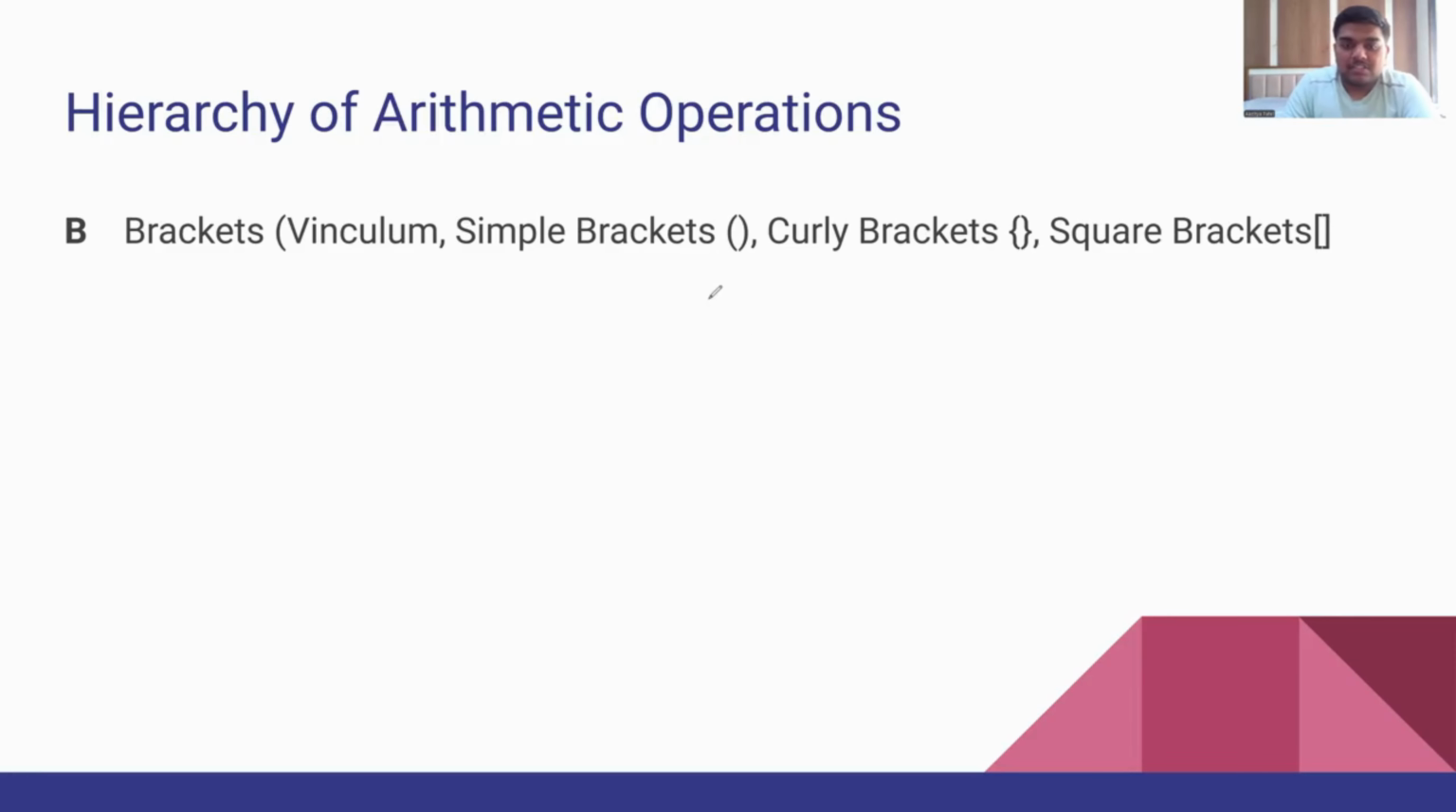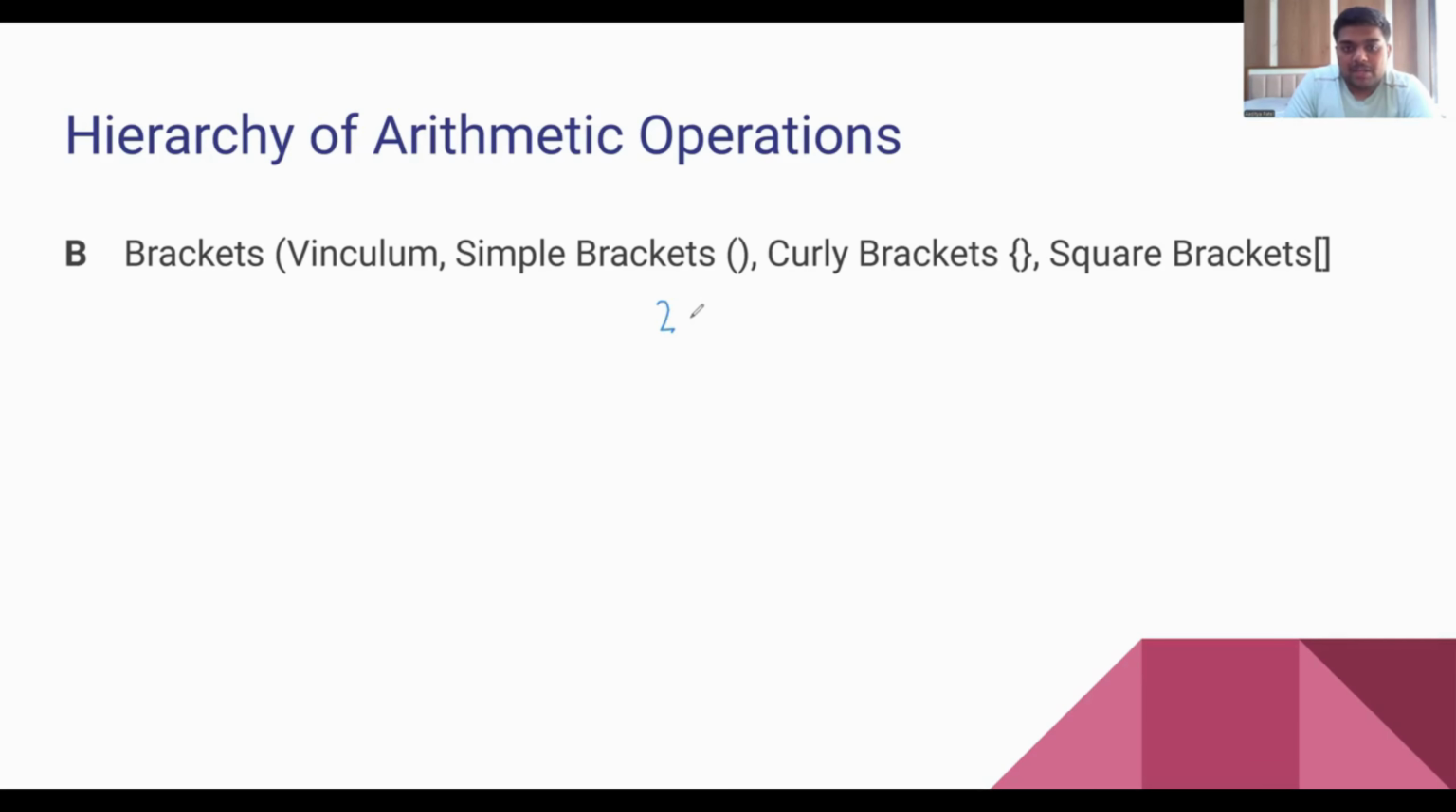So vinculum is nothing but, let us say, this is the number 2 minus 3 plus 5, and there is a bar over 3 plus 5. So this means that the bar is a vinculum and the addition will be done at first. So it will be equal to 2 minus 8, which is equal to minus 6. And simple brackets, curly brackets, and square brackets operate in a similar fashion.